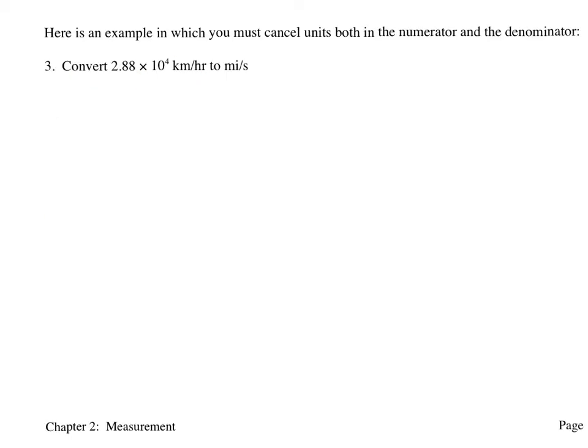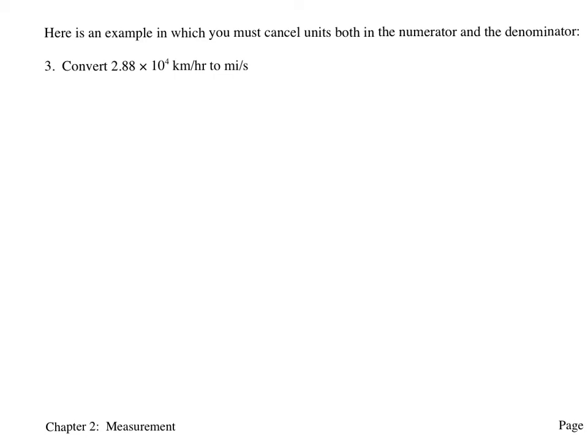Okay, this last problem is a little bit more complicated because here we have units in both the numerator and the denominator that we have to cancel. So we're actually starting with a ratio. It's not really hard, it's just that you have to worry about the numerator and the denominator at the same time. So here we're going to have to convert kilometers into miles, and then we have to convert hours into seconds. So I'm just going to write down everything that we know.